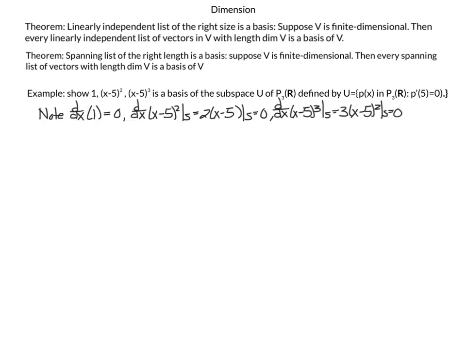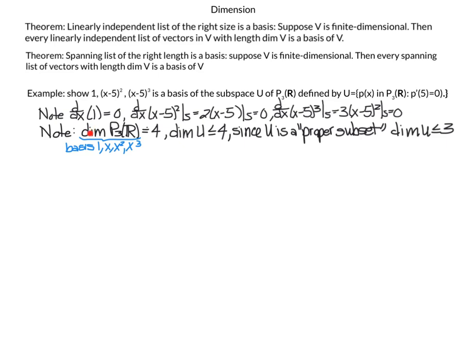To get kind of a feel for what this subspace U looks like, we're going to take the first derivative of our first vector, 1, which is equal to 0. So that qualifies for U because p prime at 5 is equal to 0. We'll take the first derivative of our second vector. The first derivative of (x minus 5) squared is equal to 2(x minus 5) evaluated at 5. We see that's equal to 0. And then the first derivative of our last vector, (x minus 5) cubed, is equal to 3(x minus 5) squared. We evaluate it at 5, and we get 0. And again, I just did that to get a feel for what the space looks like.